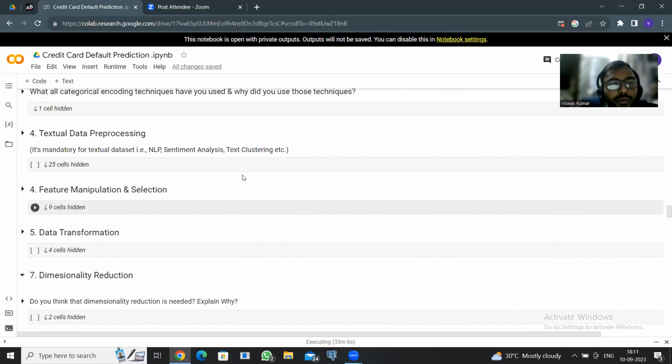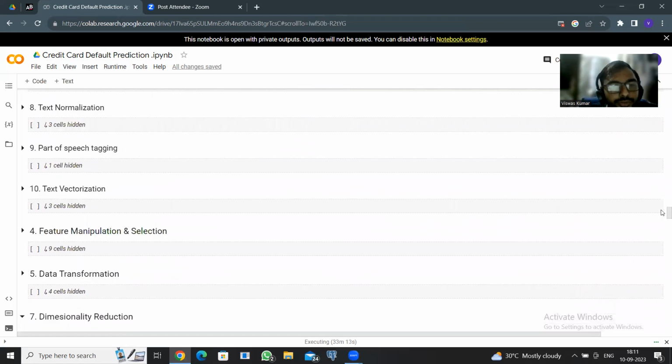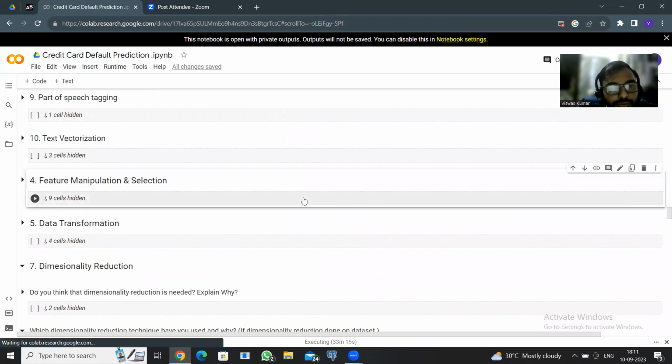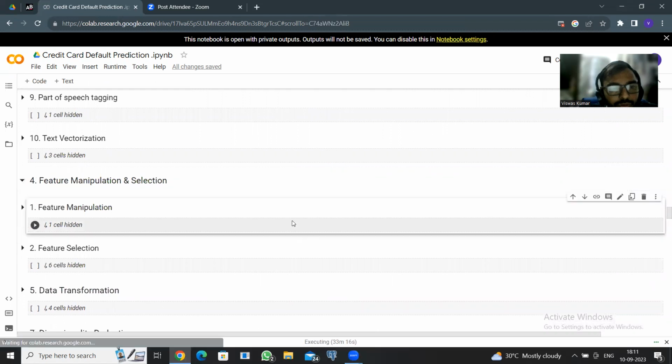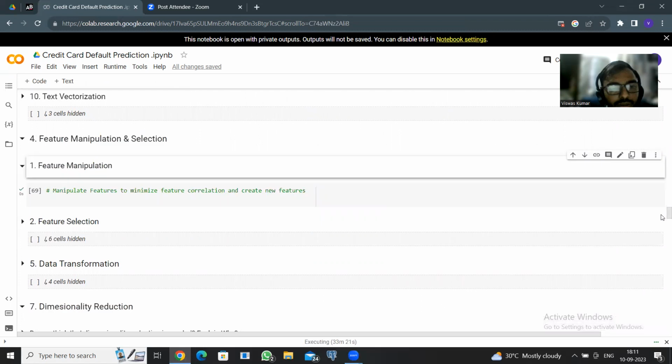There is no textual data present in the data set, so we don't need to consider textual data pre-processing. There are no features to be manipulated.